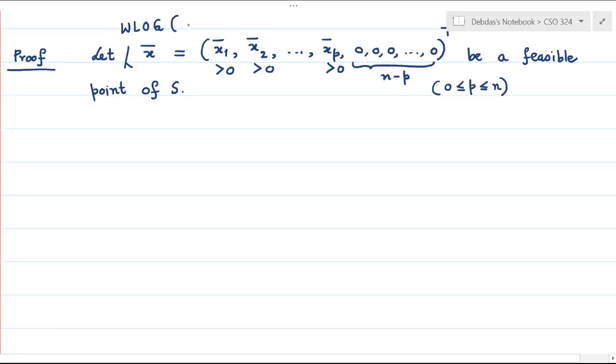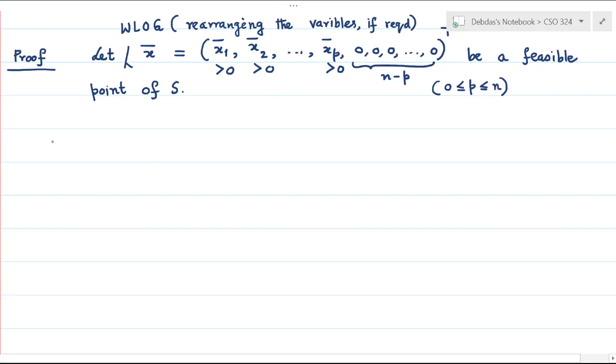Here we are not losing any generality on taking the point x bar, which is a feasible point, because interchanging, if required, we interchange the roles of the variables. So if required, we rearrange the variables. Fine.